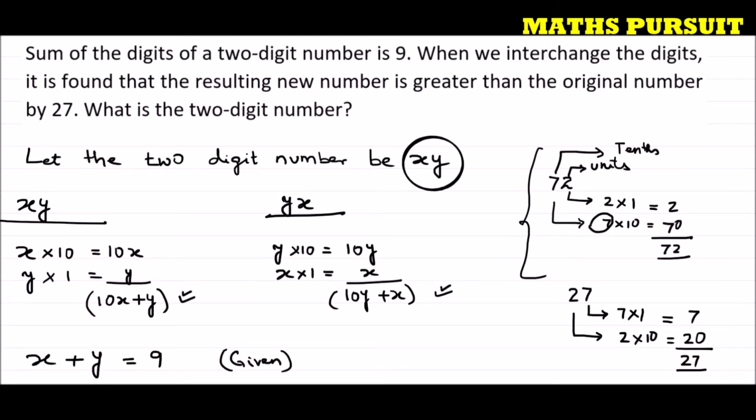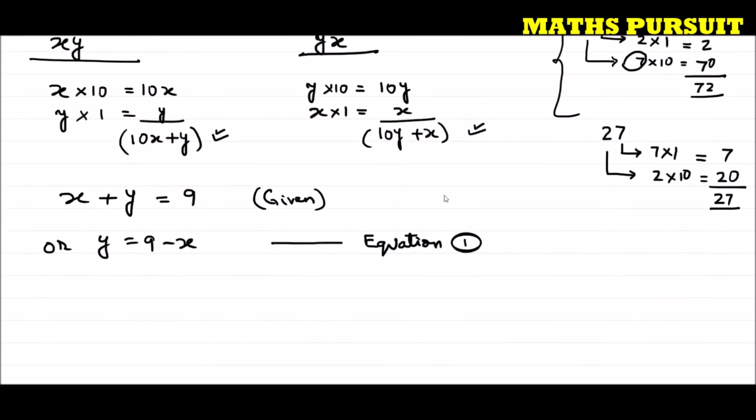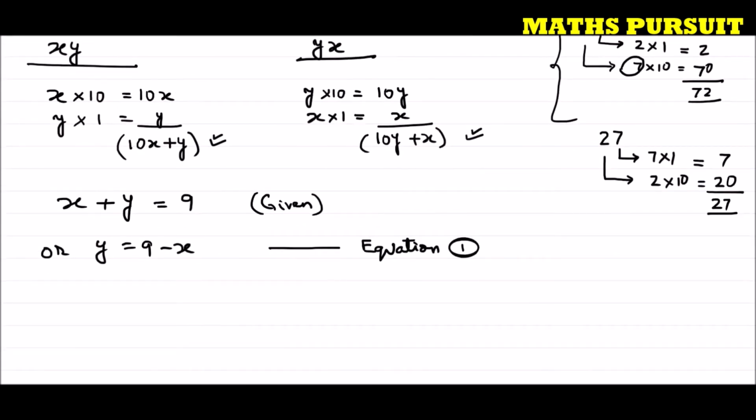When we interchange the digits, it is found that the resulting new number is greater than the original number by 27. That means after interchanging, our new number became yx. This yx is greater than xy by 27, where xy is our original number. So I can write the other equation as yx minus xy is equal to 27.